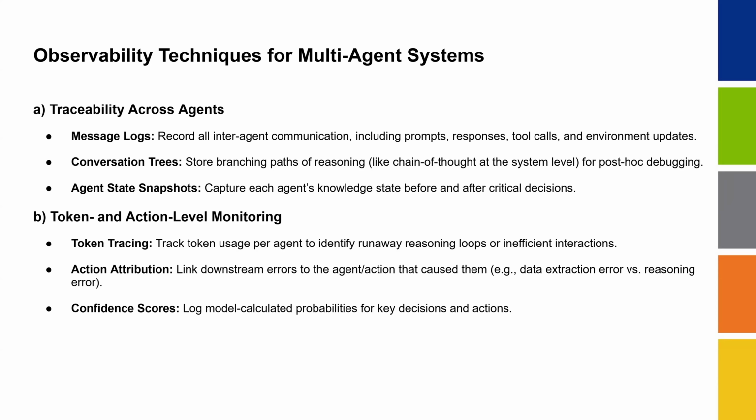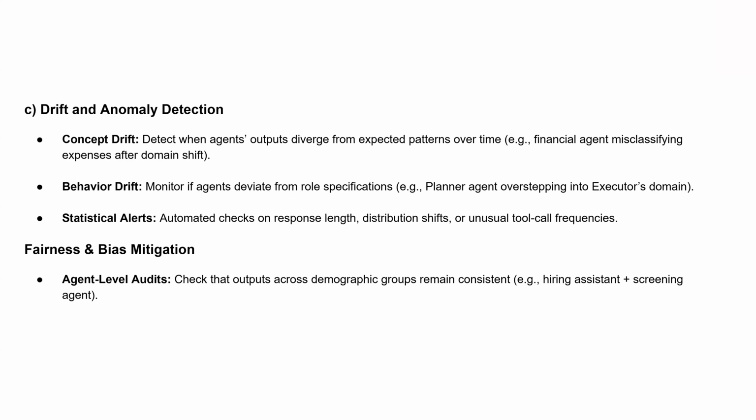And the third one is confidence scores, so log the model's calculated probabilities for key decisions and actions. We have Lab number 5, which enables you to build a production-grade agent, and it involves all the steps till deployment in a very production-ready manner. So you will see that all these things are taken care of in the labs.